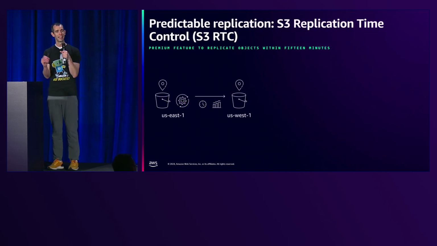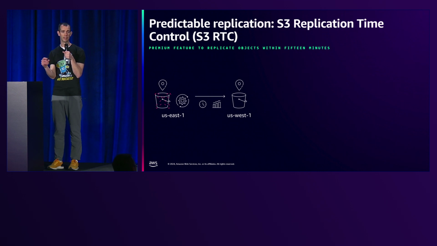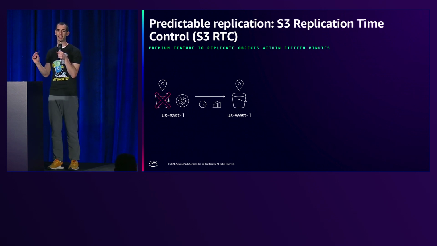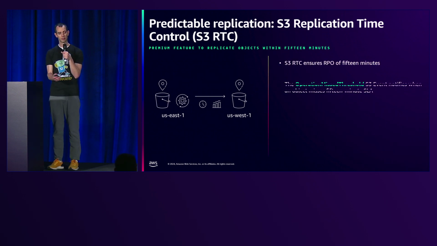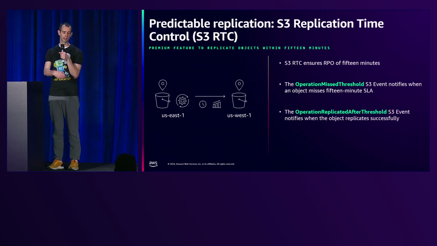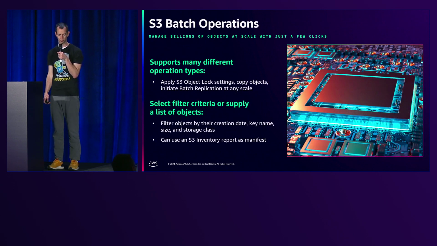Replication time control, the SLA is for 15 minutes, and then it gives you an event if anything's delayed past that point. So that's a nice benefit there, that you get that SLA back for 15 minutes, you get a missed threshold event if it's delayed, and you get a second event when it's actually successfully replicated. So it gives you ways to instantly pipe that into other parts of your system.